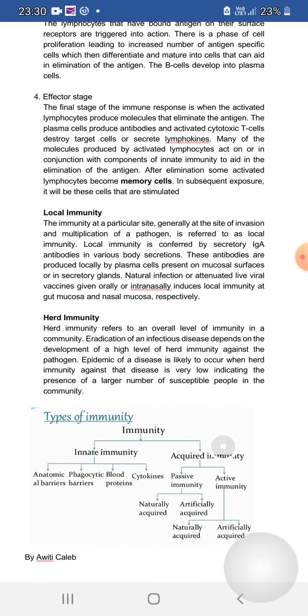Then we come to acquired immunity, we have passive, active, then we have natural acquired passive, artificial acquired passive, we have natural acquired active, artificial acquired active. But under active, remember also we have humoral and cell mediated, which you should know is under active.